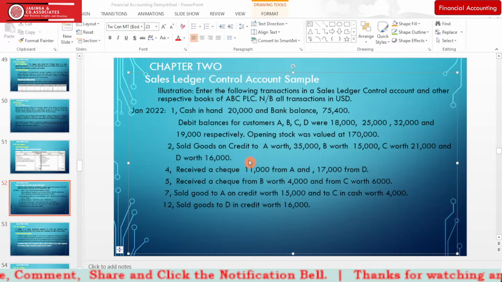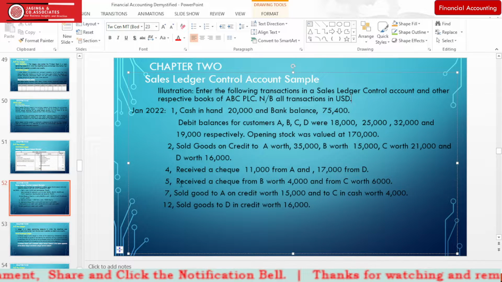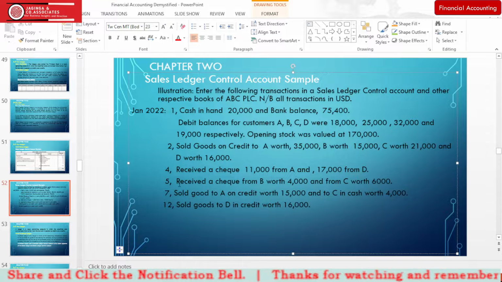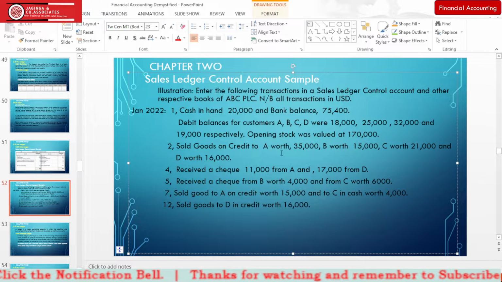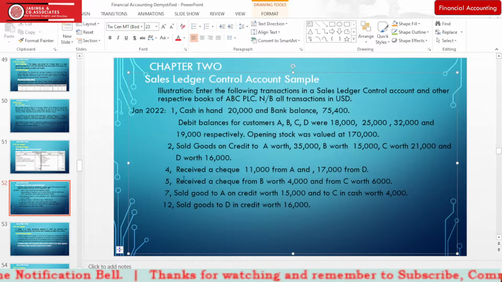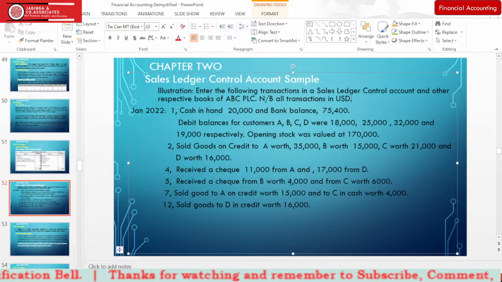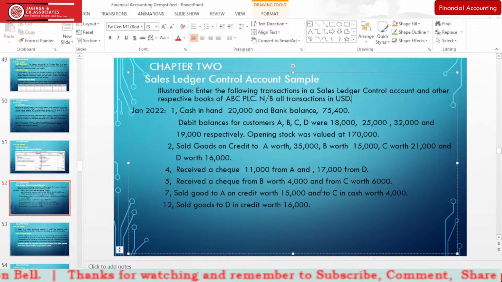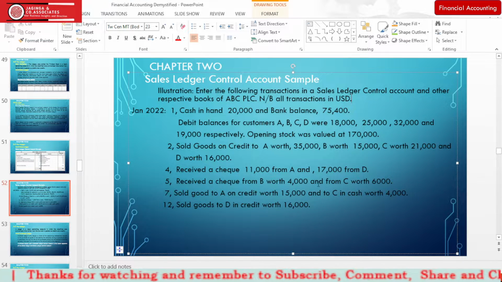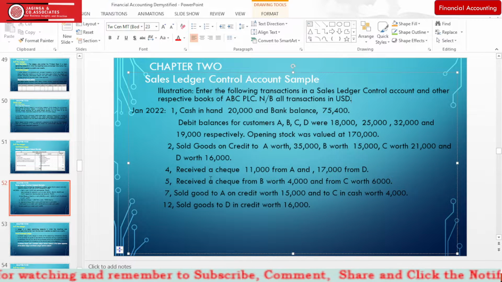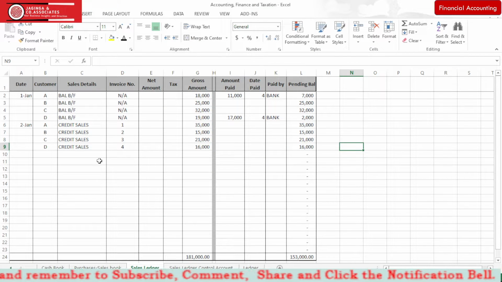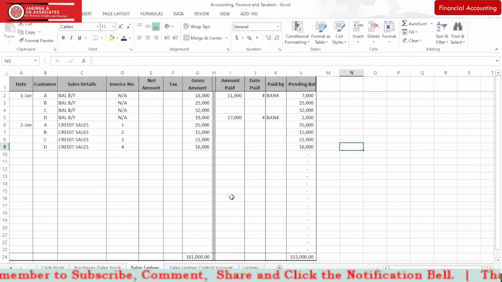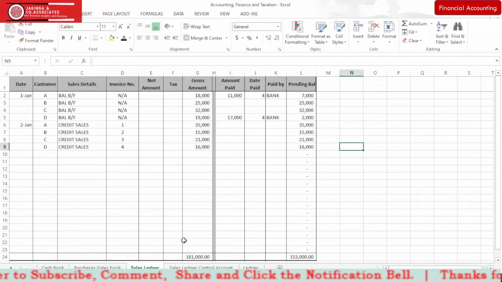So let's get into the third transaction. We have been told again that we received a check from B worth 4,000 and from C worth 6,000. So on 5th, we received a check from B and C.